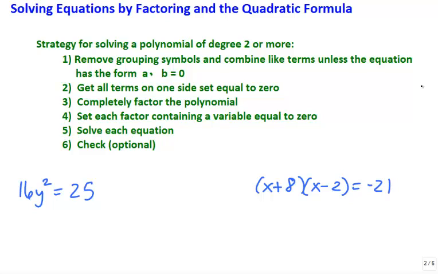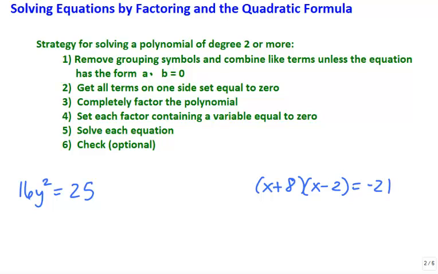So when we have polynomials of degree 2 or more, the strategy that we're going to use is to remove any grouping symbols, combine any like terms that we see in the equation, and move everything over to one side so that we set it equal to 0. Then we're going to factor so that it has the form a times b equals 0. Once we get all those terms on one side and set it to 0 and factor it, then we can just set each of those factors to 0 and solve. And then if we have time, we'll check our solutions.